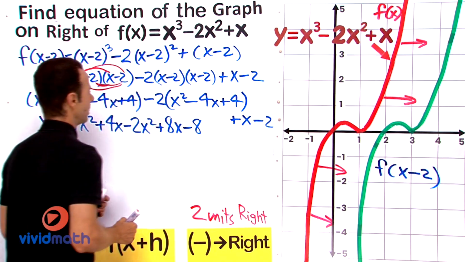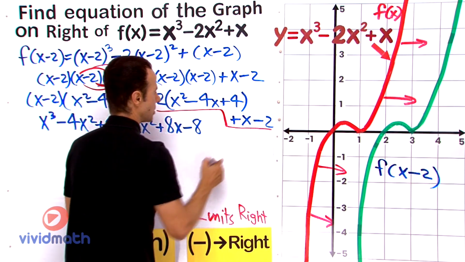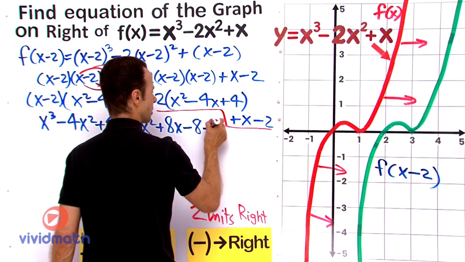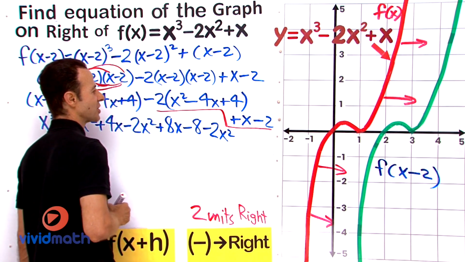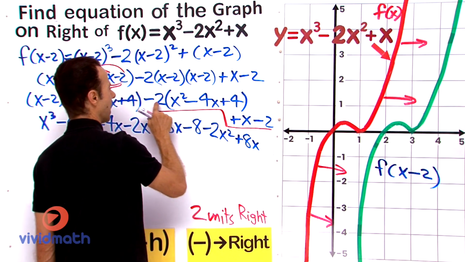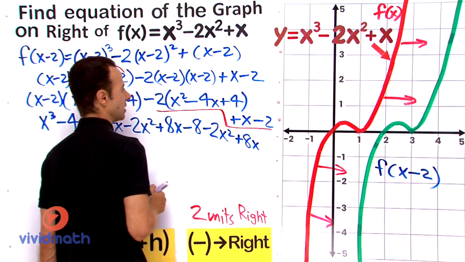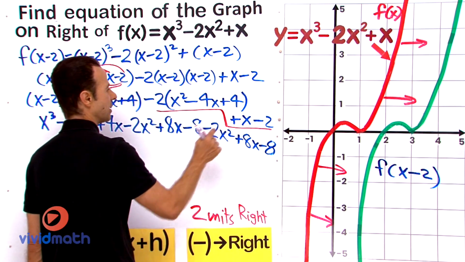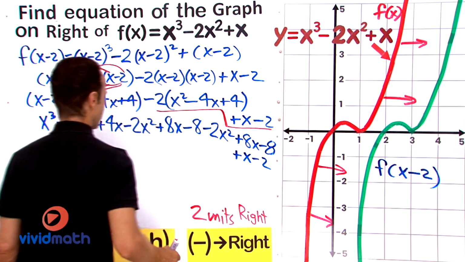Minus 8. Now we're going over to here. Let me just put a little line here so we can keep it clear. Then it's minus 2 times x squared. It's minus 2x squared. And then minus and a minus, that's a positive. That's 2 4s are 8x, plus 8x. And then minus 2 times positive 4. That's going to be negative 8. Negative 2 is minus 8. And then finally we've got the plus x minus 2.